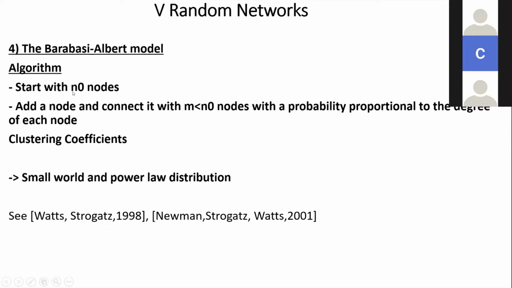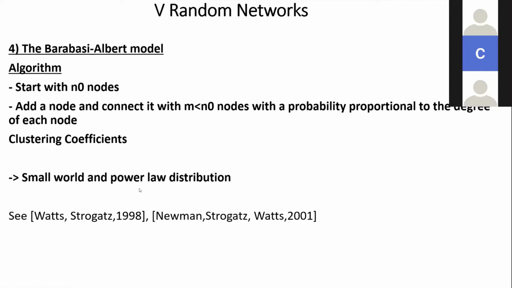So you start with n0 nodes, and you connect each new node to m nodes with a probability which is proportional to the degree of the node. So the more you are connected, the more you will be connected. It's like a website. If it has a lot of connections, the probability is large, then you will get more. It's like the richer you are, the richer you get.